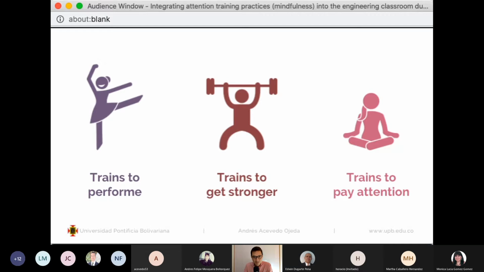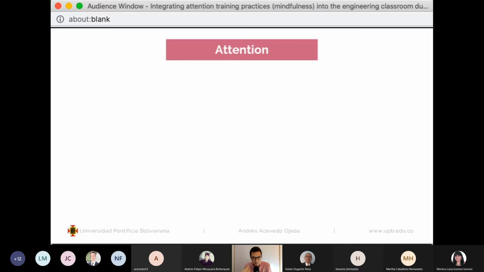More than concentration, what is really at the core of the problem here is attention, or what is known in scientific literature as attention regulation. Attention, I would argue, is the most valuable resource we have, not only for education, but in our lives in general.